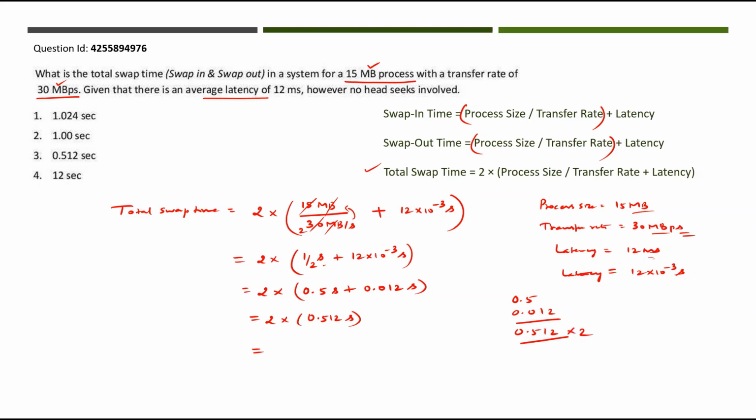And when you multiply it by 2, you will get 1.024 seconds. This will be the total swap time. So the swap in time will be 0.512 seconds. The swap out time will be 0.512 seconds. And the total swap time will be these two times taken together. So option number 1, 1.024 seconds will be the right answer.